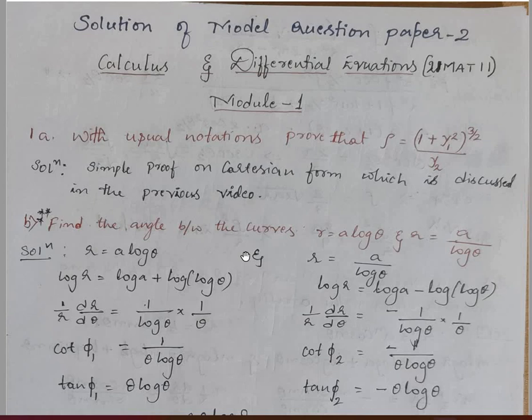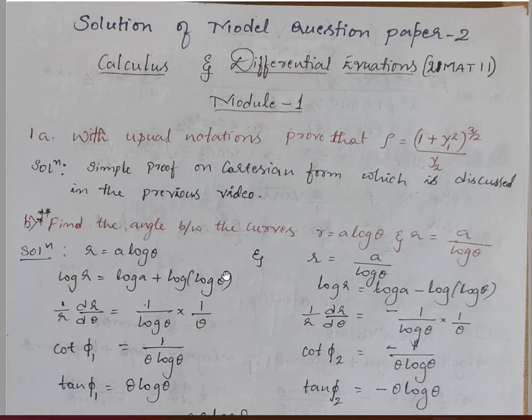Next, question number 1B: find the angle between the curves. The given curves are r equals a log theta and r equals a by log theta. It is quite an important problem, repeatedly asked in the examination. So consider the two curves.